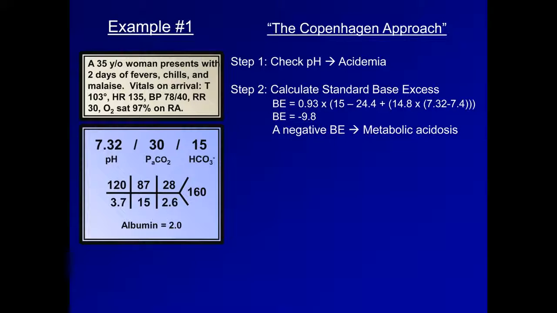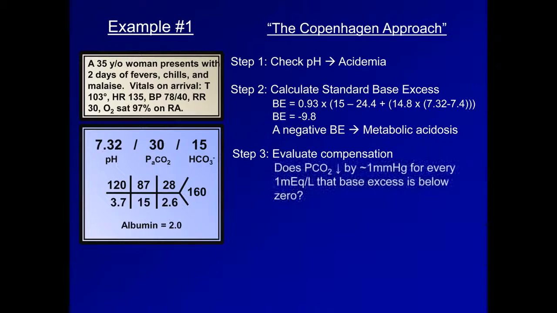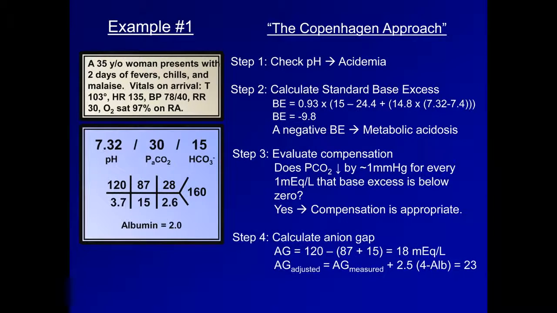As with the former approach, the next step is to evaluate compensation. The base excess approach also has a collection of empirically derived compensation rules for the various acid-base disorders. For a metabolic acidosis, the PCO2 should be lowered by about 1 millimeter of mercury for every 1 milliequivalent per liter that base excess is below zero. Since that is indeed the case here, compensation is appropriate. The next step is calculating the anion gap and adjusting for albumin.